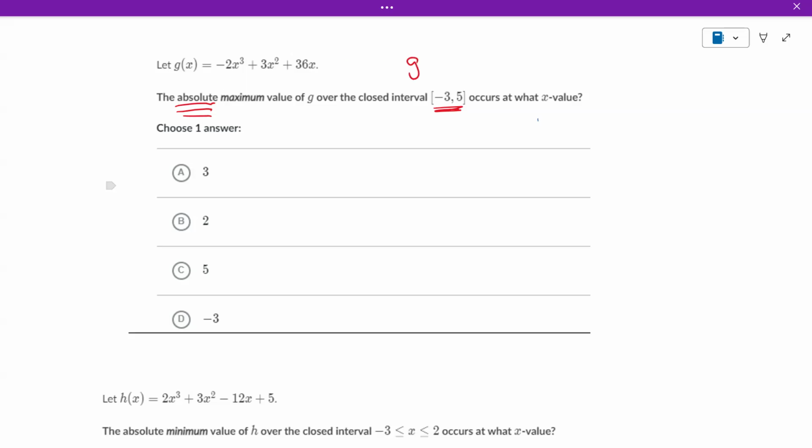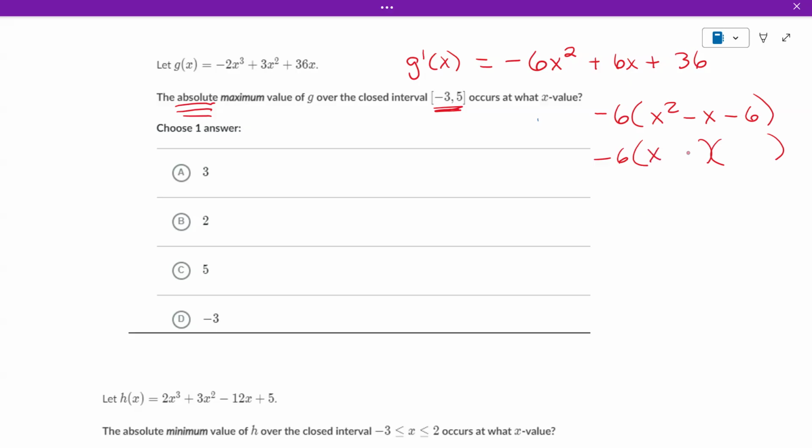So, what's the first derivative of g here? Negative 6x squared plus 6x plus 36, correct? If we take out a negative 6, we get x squared minus x minus 6. If we factor this, how does it factor? x and x, plus and minus, 2 and 3. A positive 2 and a negative 3 add up to negative 1, multiplied by negative 6. So what are our 2 roots? Negative 2 and a positive 3.